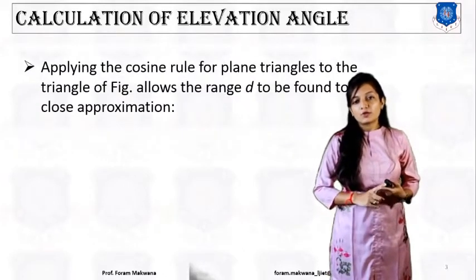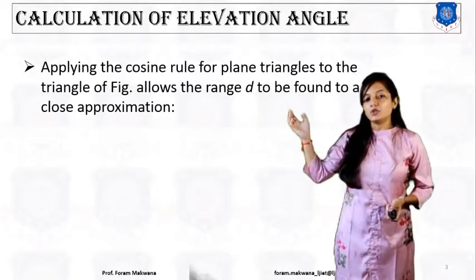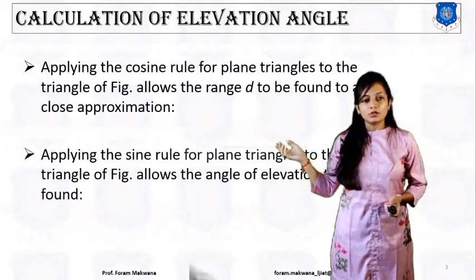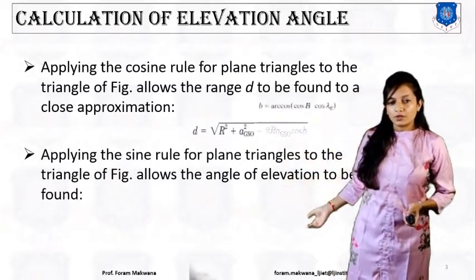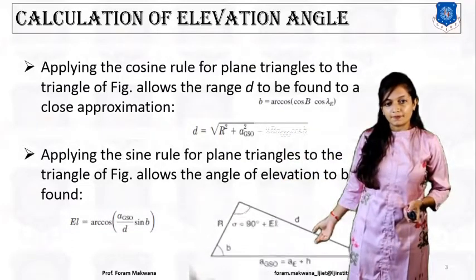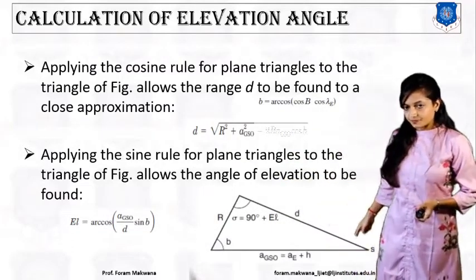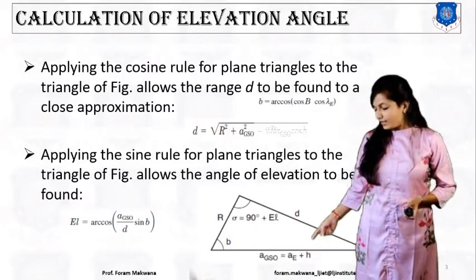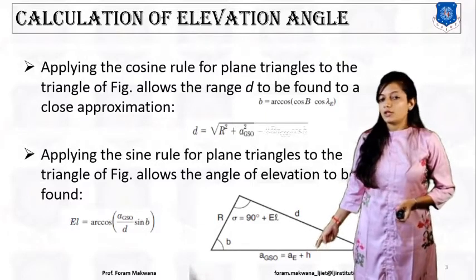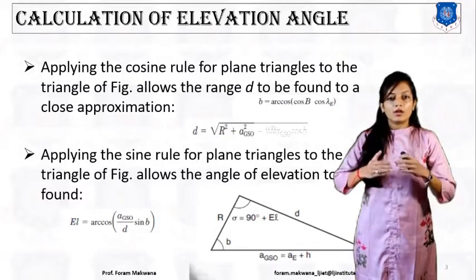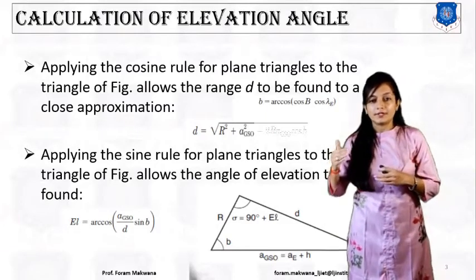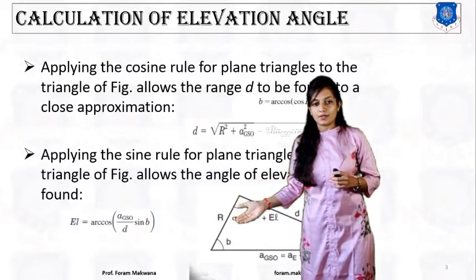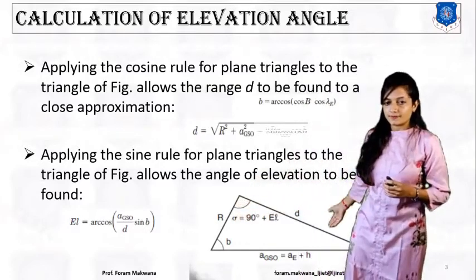As we know from the calculation of azimuth angle, we are going to apply the cosine rule for the plane triangle to the triangle of the figure shown here. Here, AGSO stands for the radius of the geostationary orbit, AE stands for the radius of Earth, and H means the height at which my satellite is located from the surface of the Earth. This capital R is the radius of Earth as well, and d is the distance.